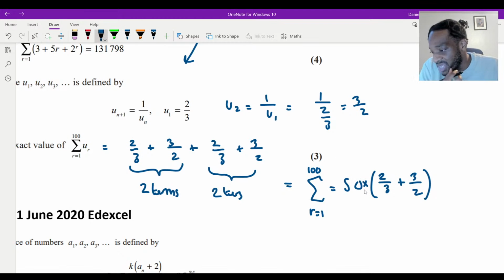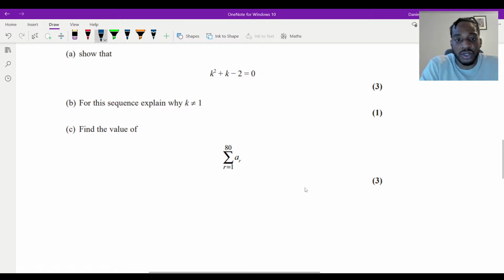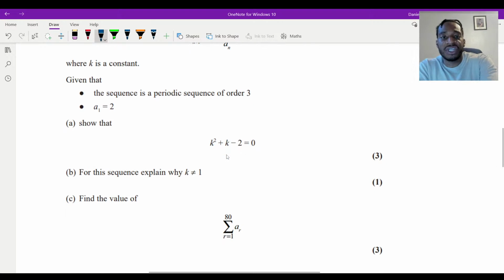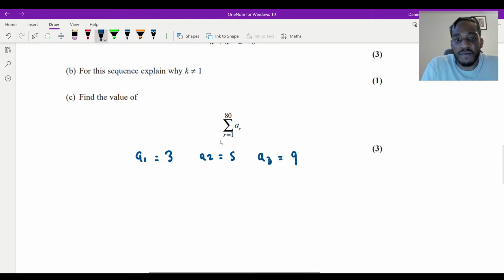Now, this one is quite nice because the number divides evenly, but you could also get something like the sum from r equals 1 to 80. I can't remember what the values were, but it was a periodic sequence of order 3. So I'll give you an example. Let's say A1 is equal to 3, A2 is equal to 5, and A3 is equal to 9, and I want the sum of the first 80 terms. What do I do here?